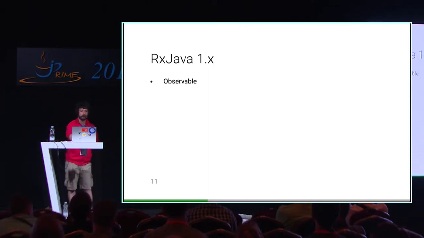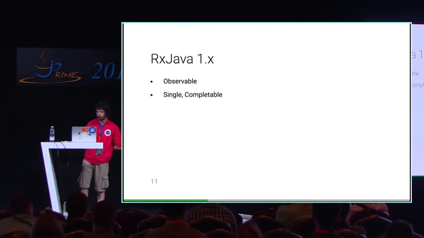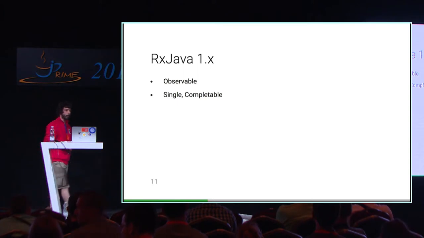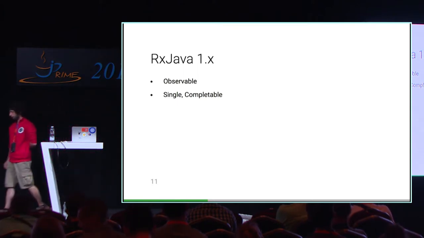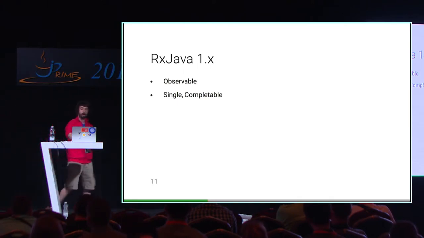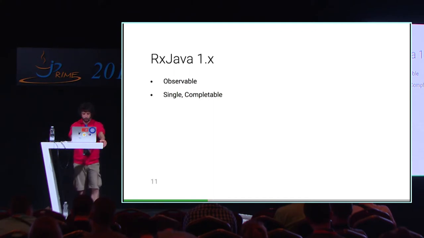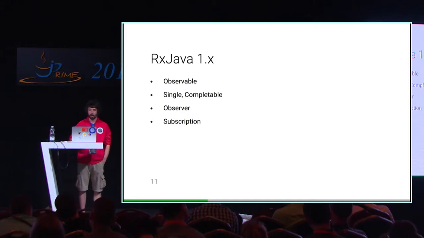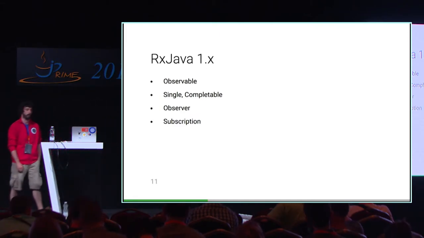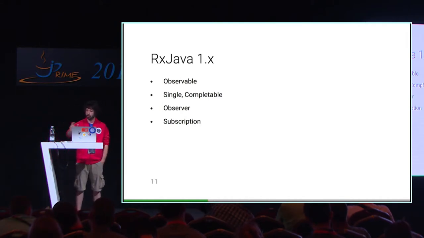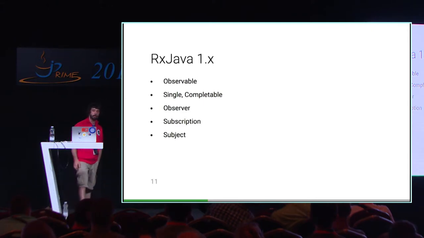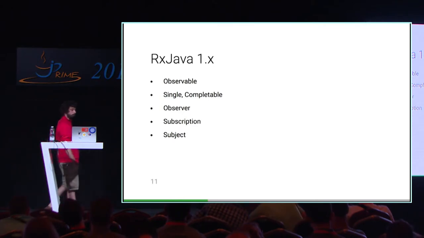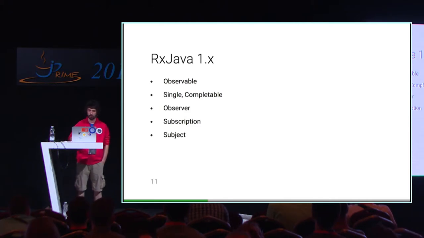So RxJava 1, I will give you some examples of the main types we have there. So we have the Observable. An Observable is a producer of messages. Single and Completable as well. Single is one item or an error, and Completable is just a complete signal. Observer, of course. You have the guy who is consuming the messages, and you have a Subscription, which deals with some parameters of the contract between the Observable and the Observer. And you have a Subject. A Subject is both Observable and Observer. There are different implementations. They do different things.